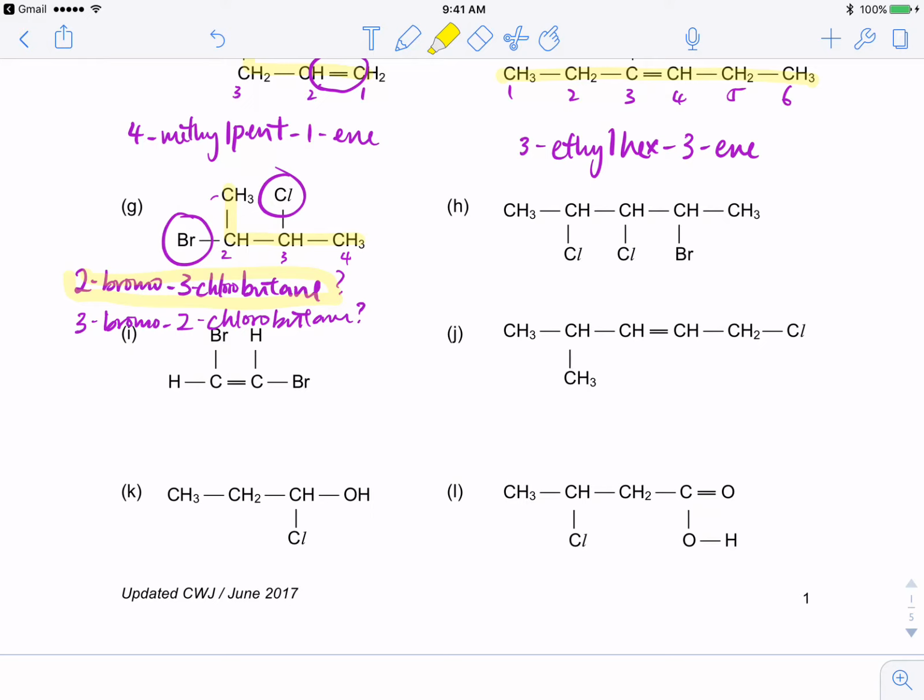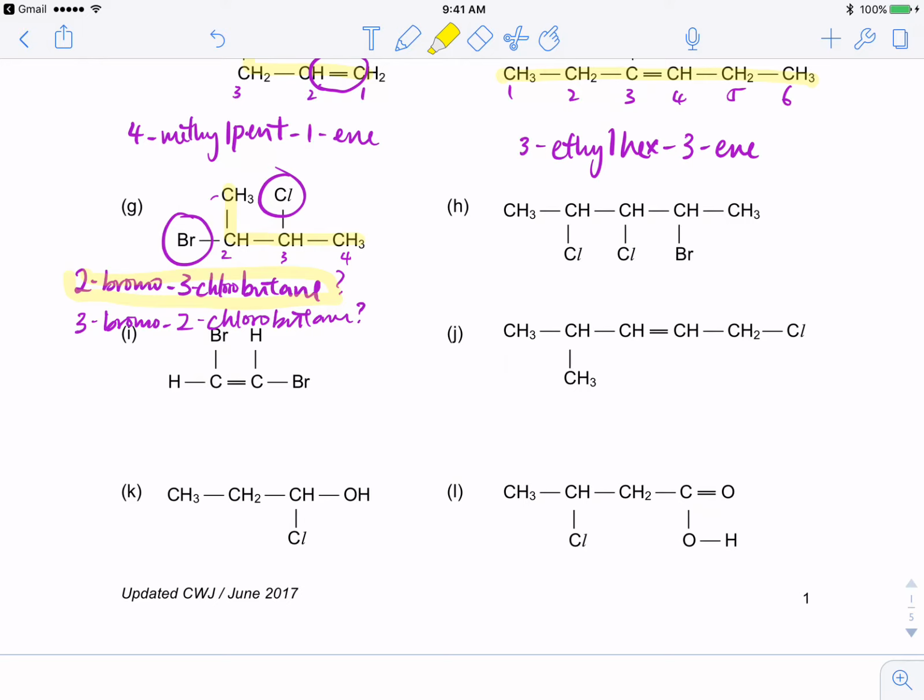Now, when you encounter a situation like this, where it's bromo and chloro, how can you tell which is more important, especially when the numbers are the same? You cannot use the numbers to differentiate, right? Okay, when the numbers are the same, then you need to see which one is heavier. The substituent that is heavier, you will give it higher priority.